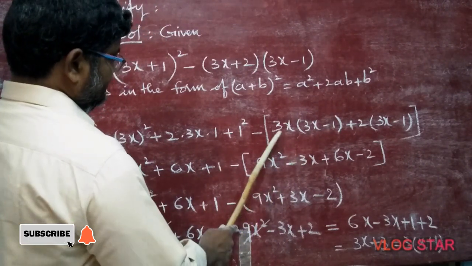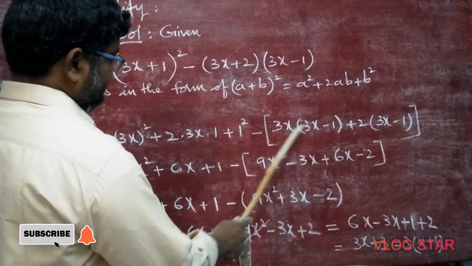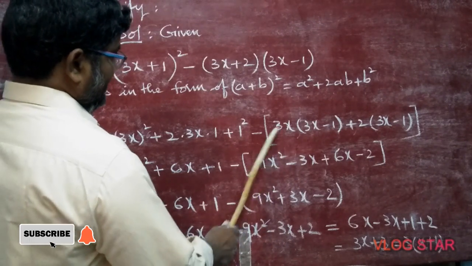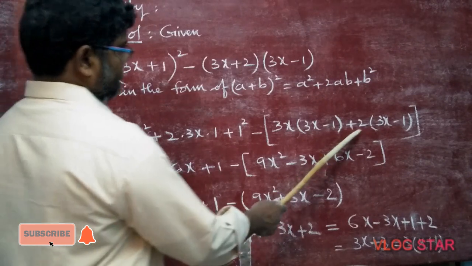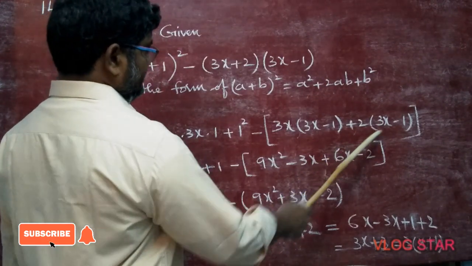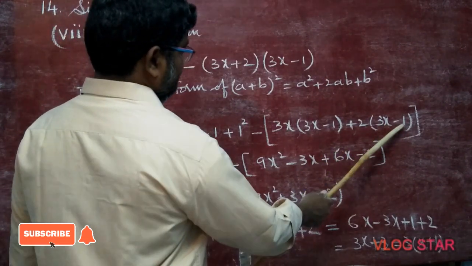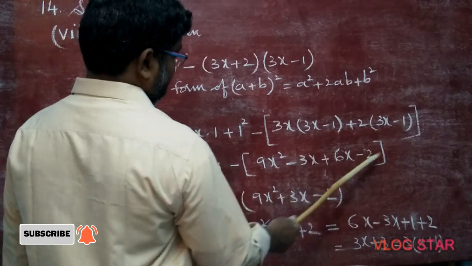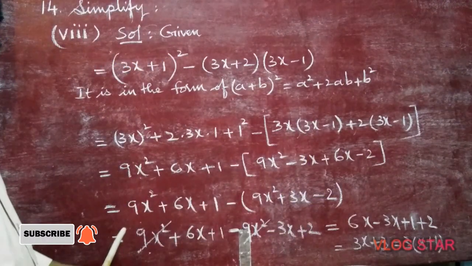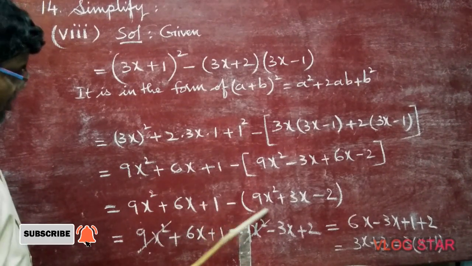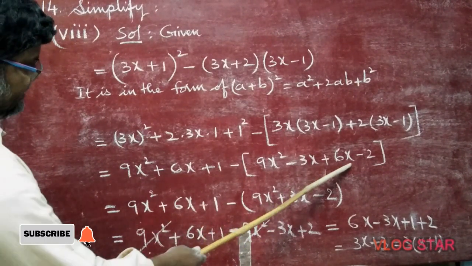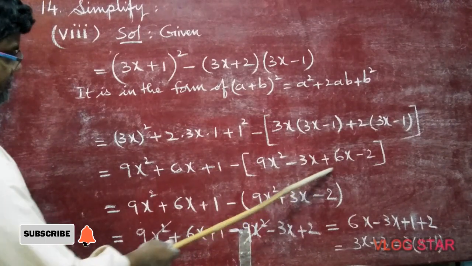Direct multiplication. Plus into plus plus, 3 3s are 9, x into x, 9x square. Plus into minus minus, 1 3x is 3x. Plus into plus plus, 2 3s are 6, so 6x. Plus into minus minus, 1 2 is 2. Now 9x square plus 6x plus 1 minus of, here like terms are there, simplify.